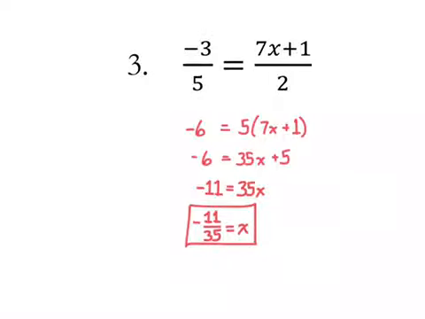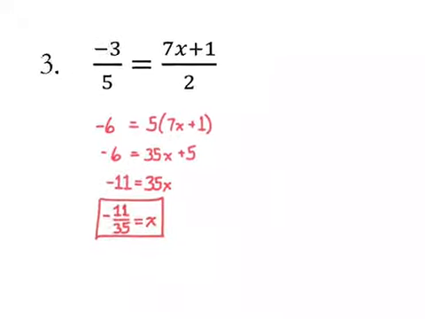Okay, so I cross multiply, I get negative 6 is equal to 5 times the quantity 7x plus 1. Then a little bit of algebra here. I distribute, I subtract 5 from both sides. I get negative 11 is equal to 35x. So I get negative 11 35ths as my answer.